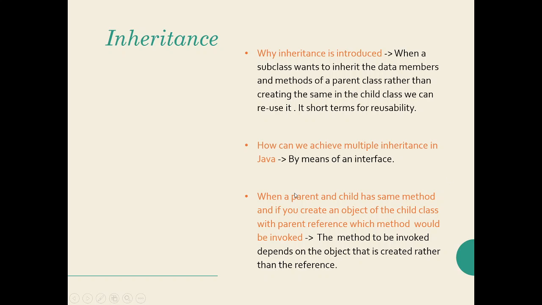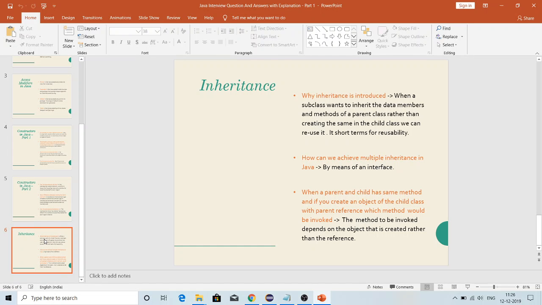Okay, so this is one question. When a parent and child have the same method, say I have display() in my parent and display() in my child also, and I create an object of the child class with a parent reference, Parent p = new Child(), will my parent or my child method be invoked? It would be my child definitely, because the method to be invoked depends on the object that is created and not on the reference. Every time, based on your object only, the method would get called.